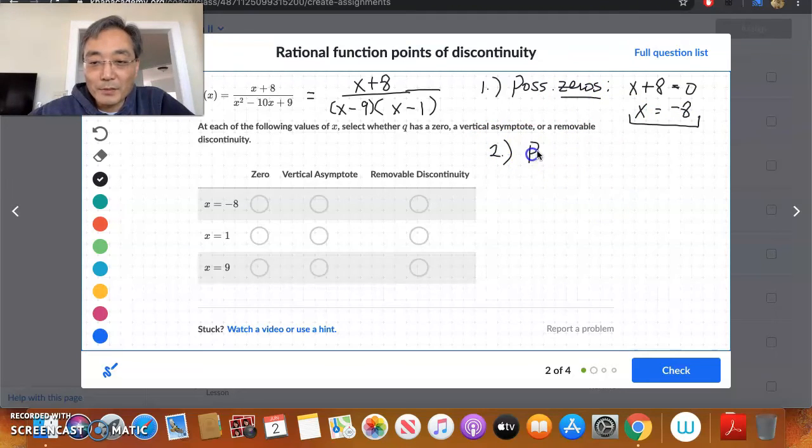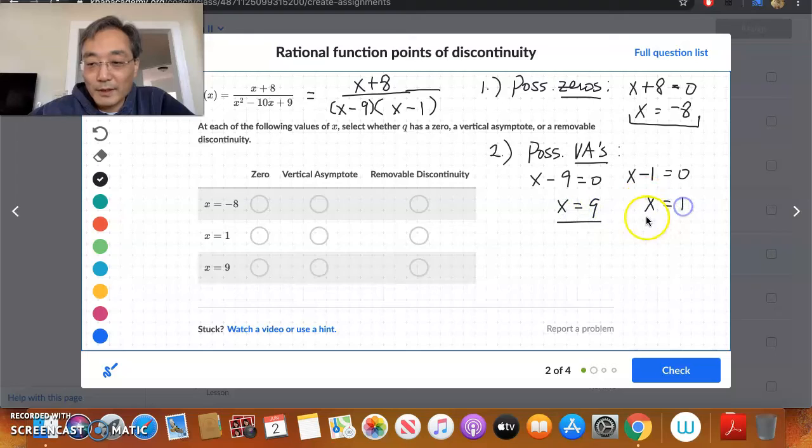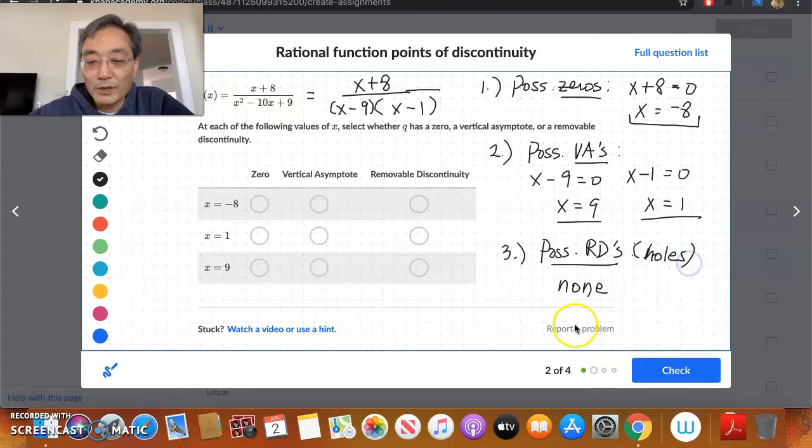Number 2, possible vertical asymptotes. Where are possible vertical asymptotes? Where the denominator equals 0. Here's one, and here's the other, right? So we have a possible 0 at x equals negative 8, and we have possible vertical asymptotes at 9 and 1. And finally, let's check for possible removable discontinuities. Well, in this case, we don't have any like factors in the top and the bottom, so there's nothing to cancel. So our conclusion is we don't have any removable discontinuities. No holes in the function.